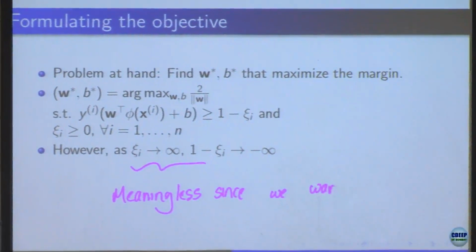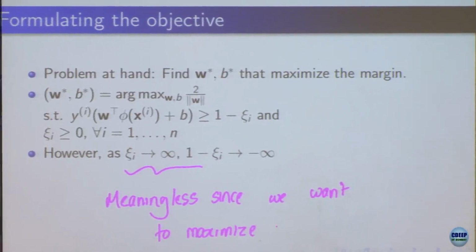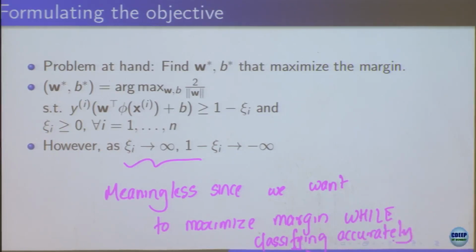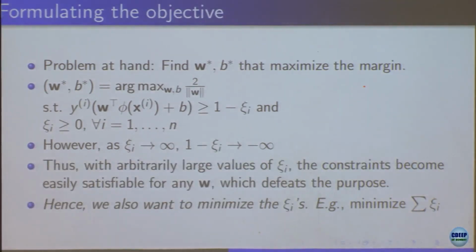Since we want to maximize margin while classifying accurately. Okay, so therefore what we do is, we say I am going to argmax this and minimize the summation of the xis. I want the xis to be small collectively. Okay, so that's why we want to minimize the xis.